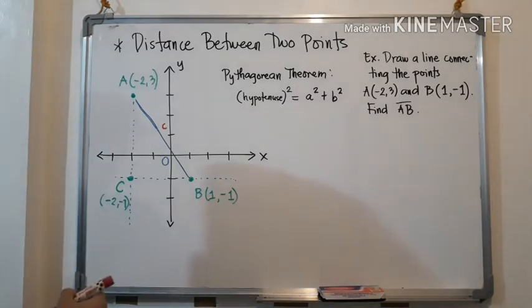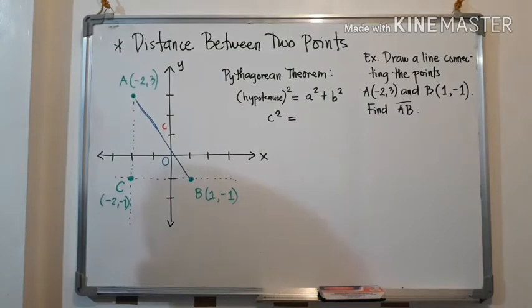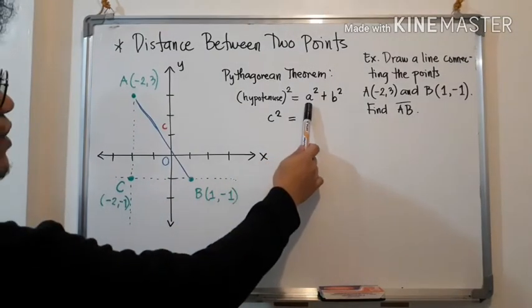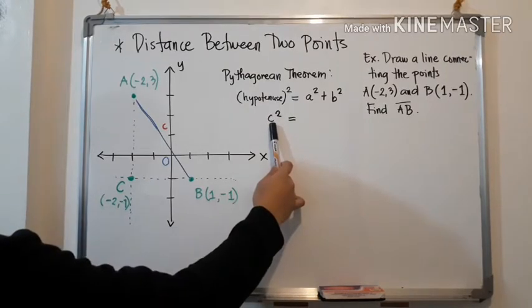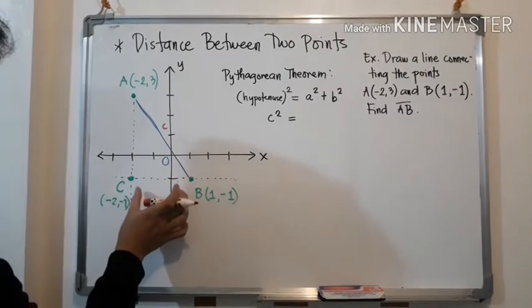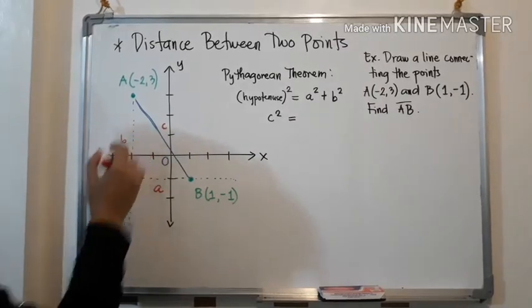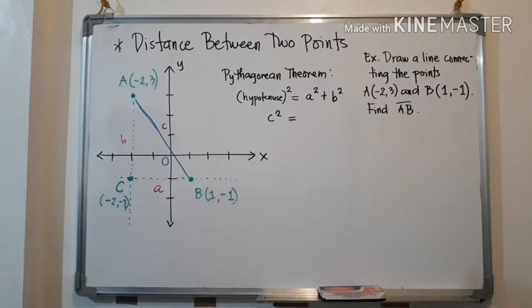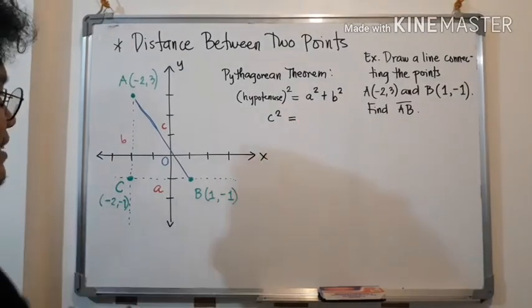Okay, so we have, our hypotenuse, we label that as c squared is equal to. Now we need to determine the length of leg a and the length of leg b in order for us to solve for the measure of the hypotenuse c. So say the distance between points C and B is a, and the distance between points A and C is b. Now, by analyzing the graph of these 3 points on the rectangular coordinate system or in the Cartesian plane, the measure of leg a is 3 units.